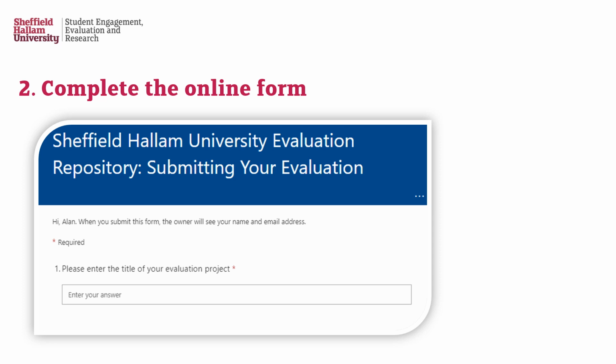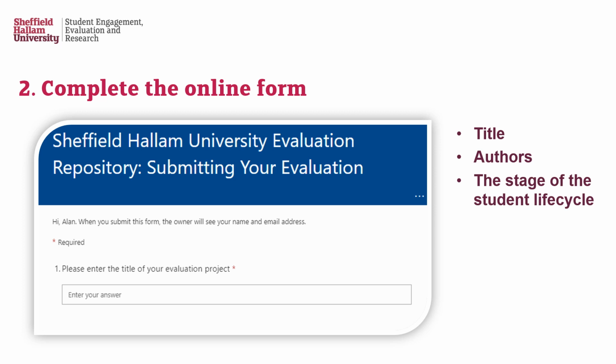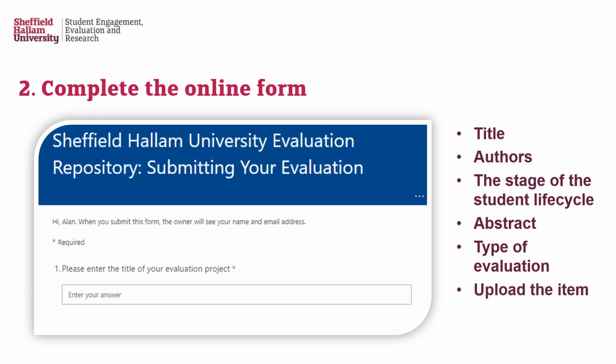In the next step, authors are required to outline the key details of the evaluation and to upload any relevant outputs, such as a report, by submitting an online form. Within the form, authors will need to provide some basic information about their evaluation, including its title and the proposed abstract, in addition to indicating whether the submission relates to a specific stage of the student life cycle and whether the evaluation is based on evidence of impact that has been collected elsewhere, or if they have collected their own evidence. At the end of the form, they will be asked to upload any relevant documentation, such as the outputs.